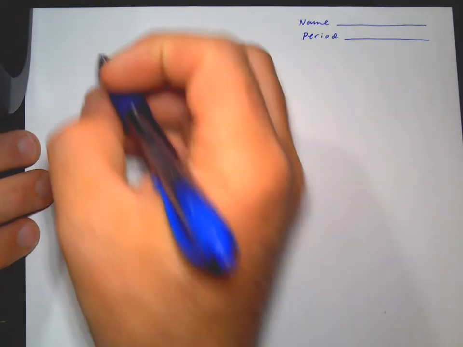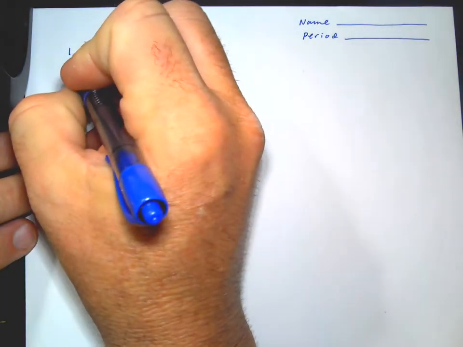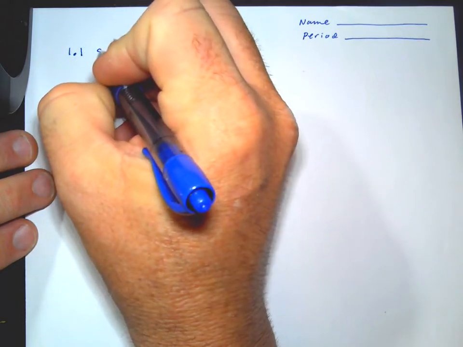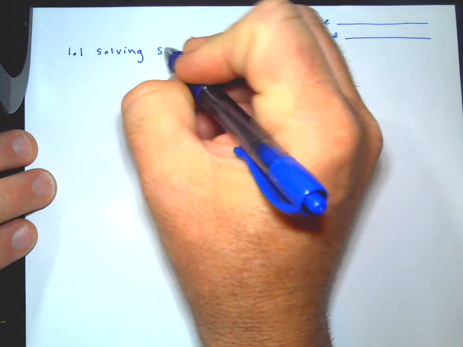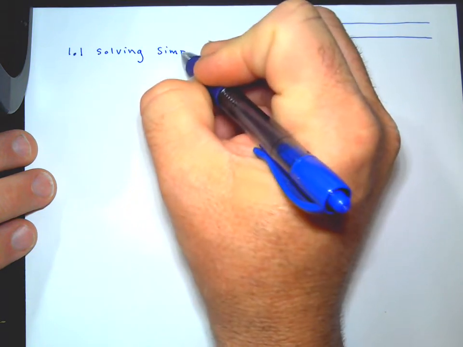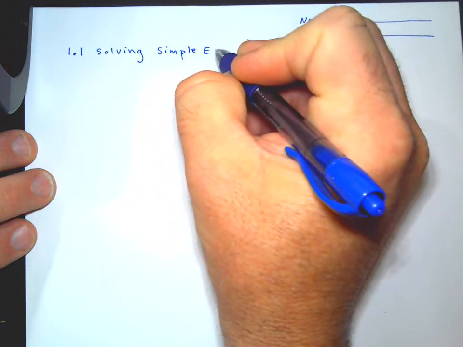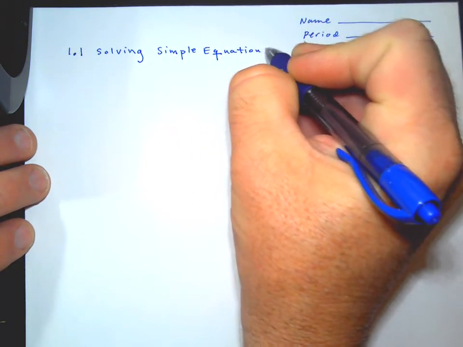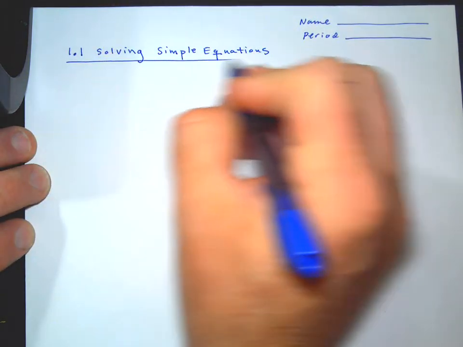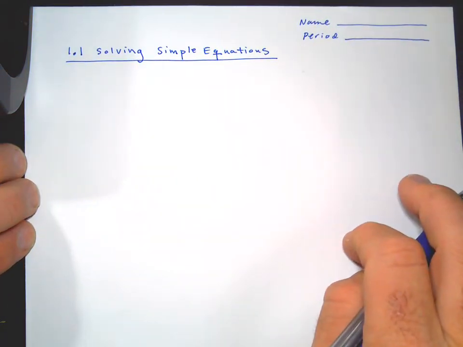And we'll write the title. 1.1 is the section, and the title is Solving Simple Equations. Okay, so here we go. We're just going to do a few problems together.